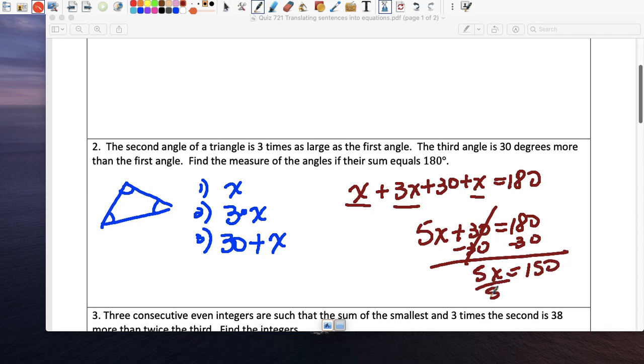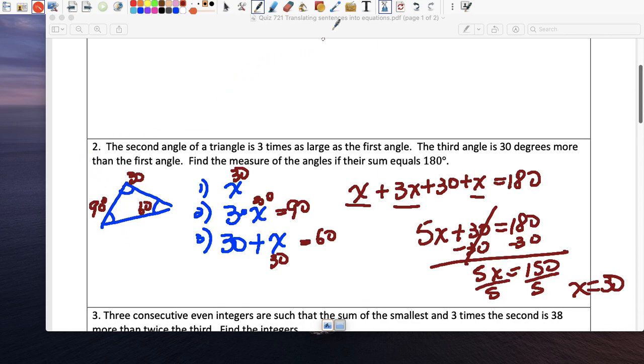Divide both sides by 5, and x equals 30. So the small angle is 30 degrees. The second angle is 3 times 30, which gives me a 90-degree angle. And the last angle is 30 plus 30, which is 60. So again, if we add all those 3 angles, we should get 180, and we do.